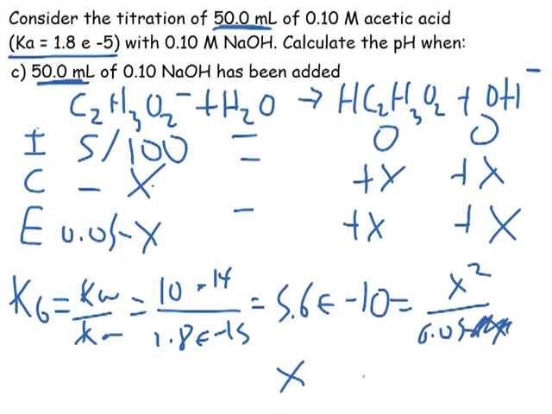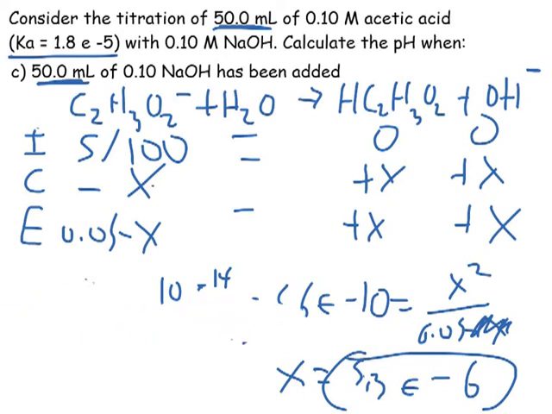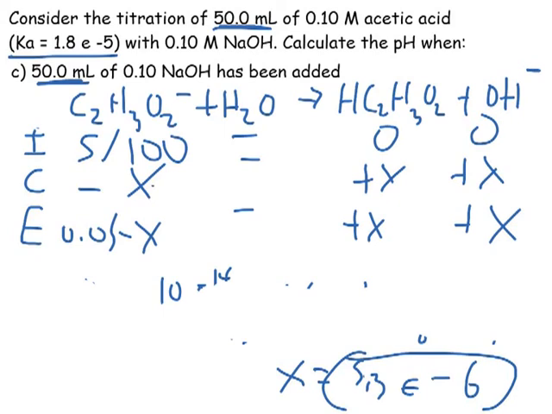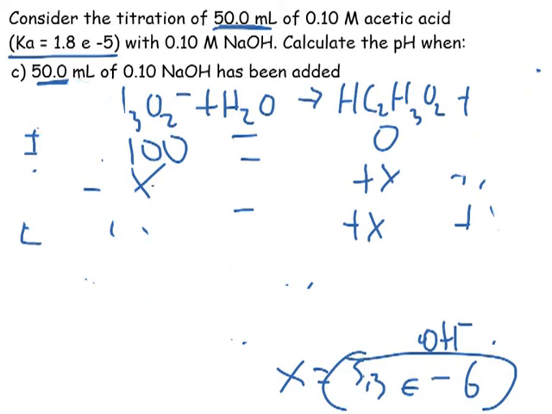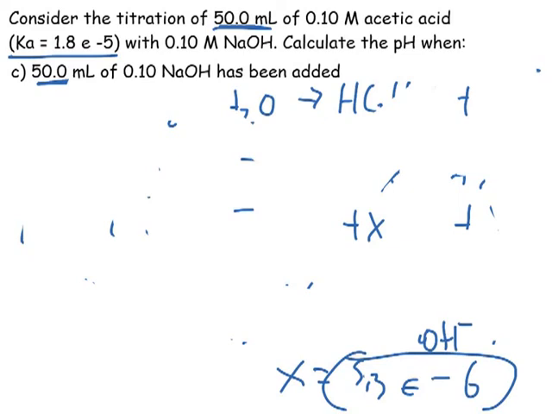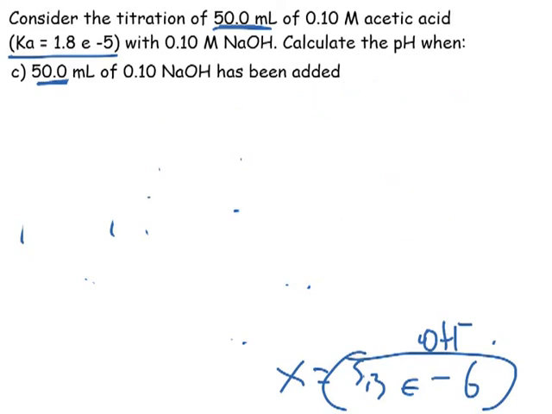So you can just take that out, and you will get that x equals 5.3 e to the negative 6th. Okay? So that is the hydroxide ion concentration right here. So we're not done quite yet. I'm just going to write down here, for reference, the OH minus concentration. But we want to find the pH, right? So we have to plug this number into the pOH formula, and then subtract that number from 14.